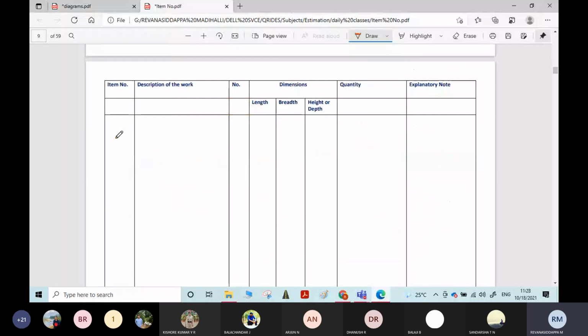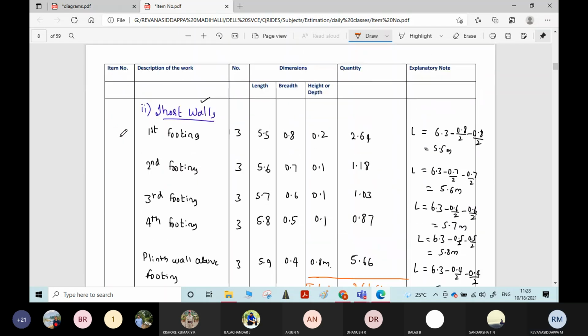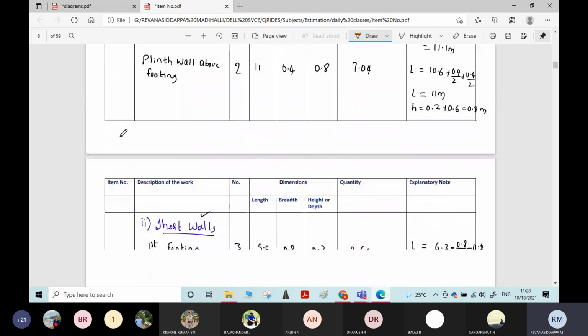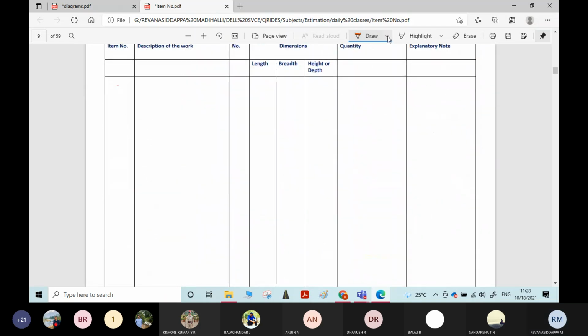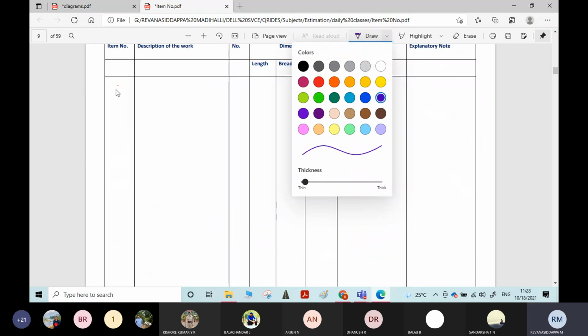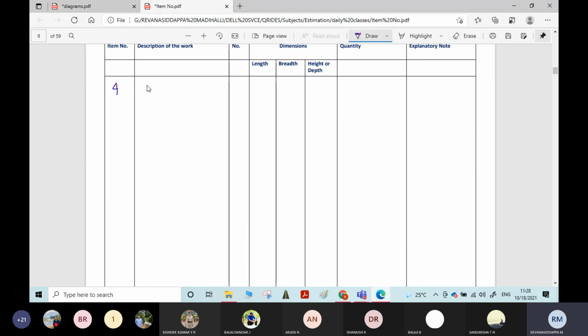What is the fourth question? Tell me. 2.5 centimeter cement concrete DPC. DPC, yes. That we will calculate now. Fourth one, item number 4, damp proof course or DPC, 2.5 centimeter thick.